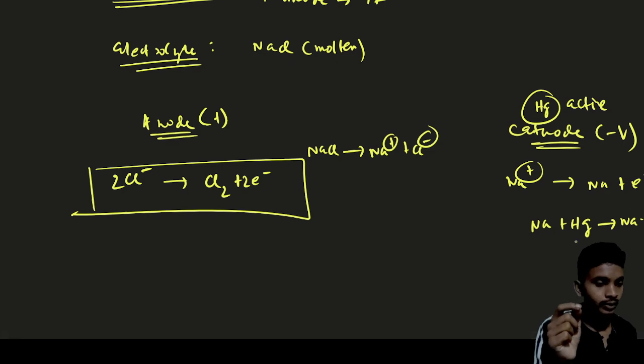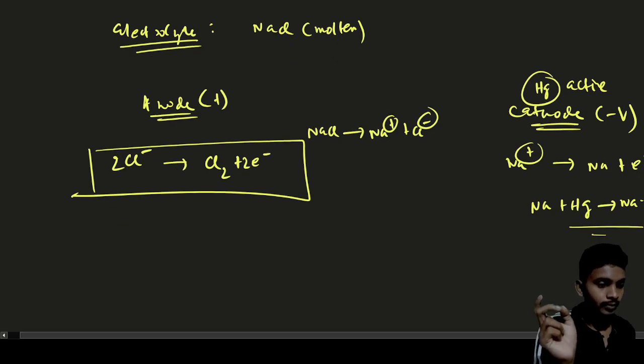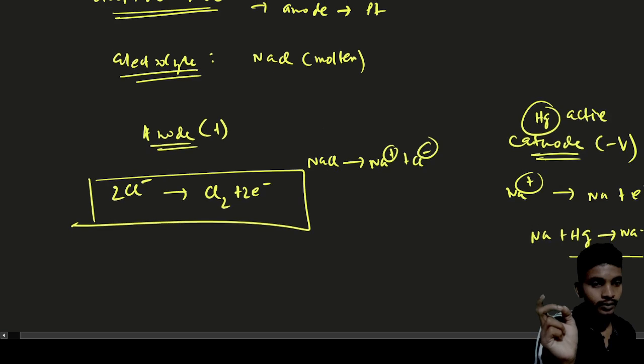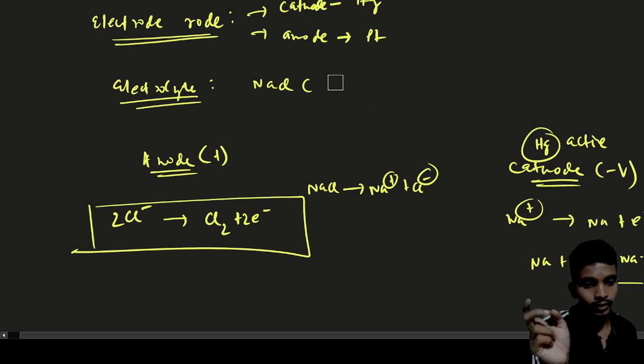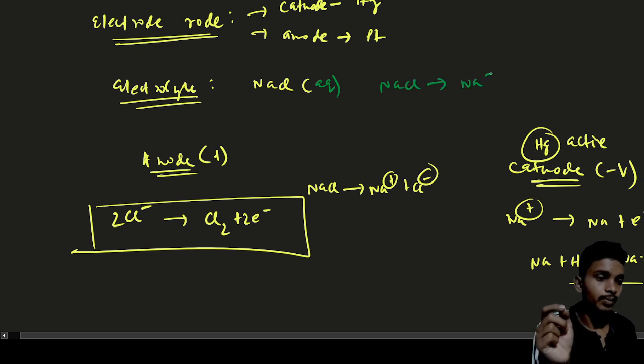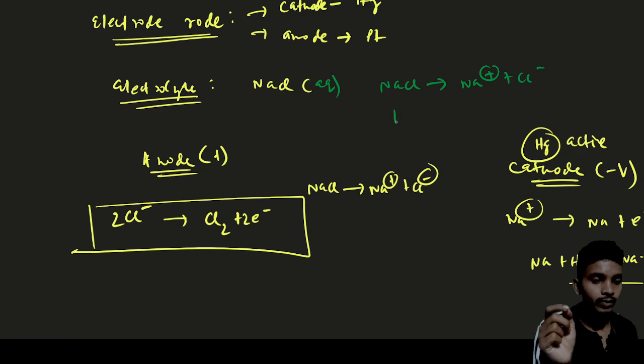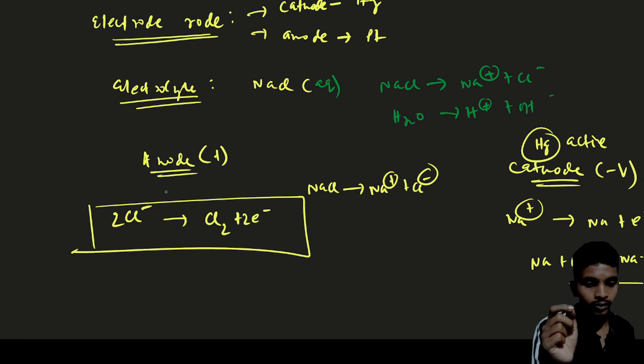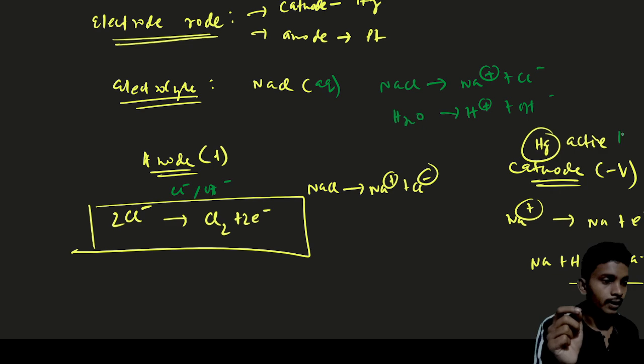Okay, if NaCl is molten, this will happen, so no problem. But in another case, if NaCl is not molten, if it is aqueous, then NaCl is going to give Na plus and Cl minus. Now water also comes, so water will give H plus and OH minus. So here at the anode, Cl minus and OH minus both come, so competition starts. Similarly for the cathode, H plus and Na plus both come.